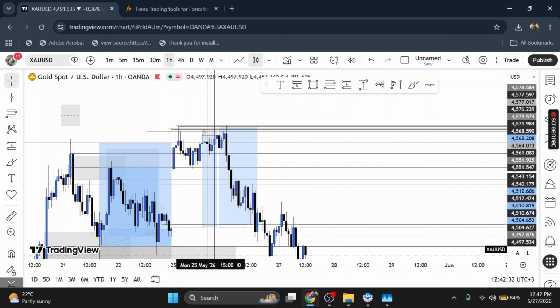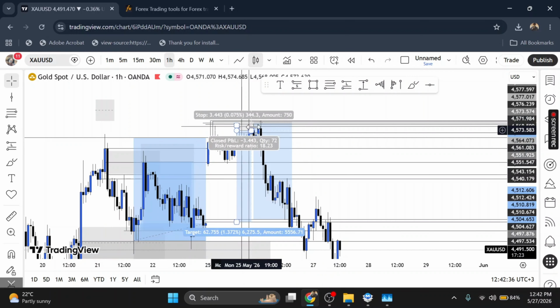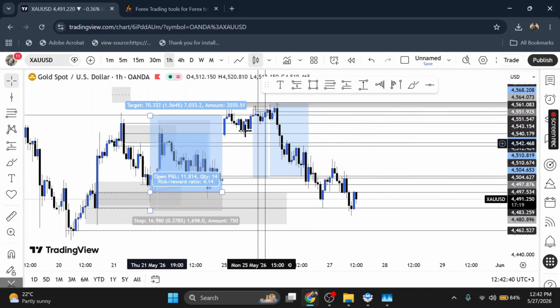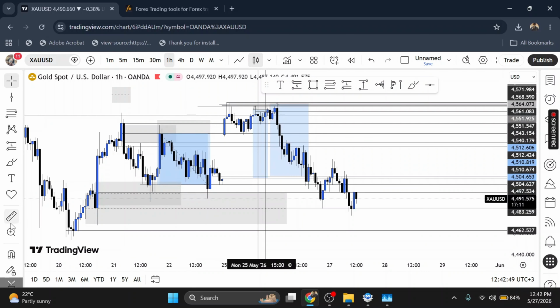Hello guys, today I'm going to show you how I got this beautiful setup. At first I was stopped out, then I got this lovely setup and I took the trade in. In my previous video I showed you how I got these two setups, this buy and that sell. So let me delete all this and we'll start afresh.